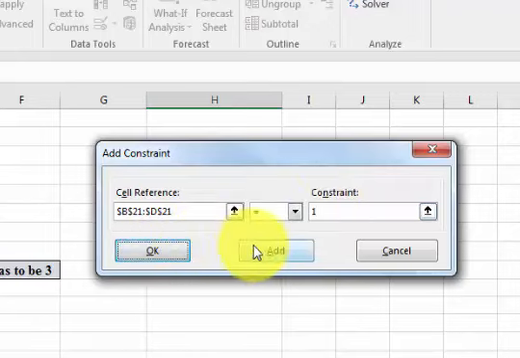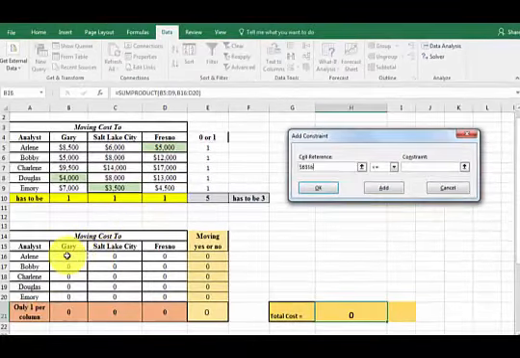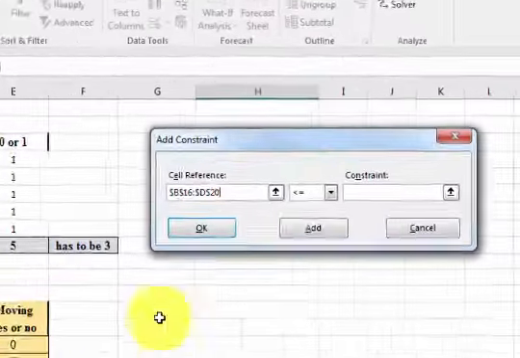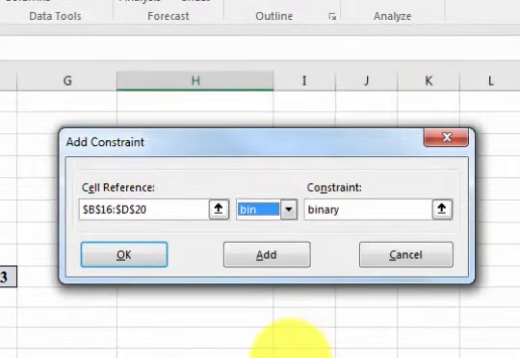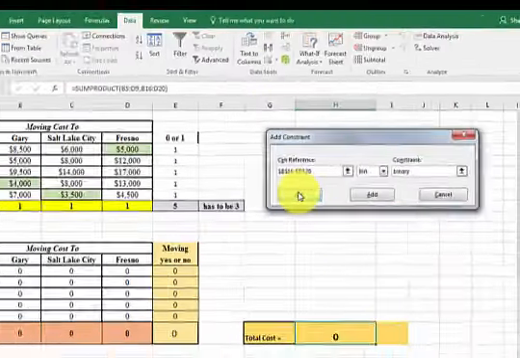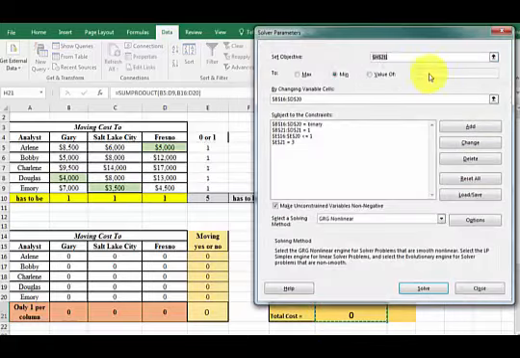And then the last one is all of our zeros or ones have to be what we call binary. So binary, that was in the book. The software automatically knows to put a 1 or a 0. Click OK. Let's take a quick look at it again. Hold on, it keeps disappearing on me.